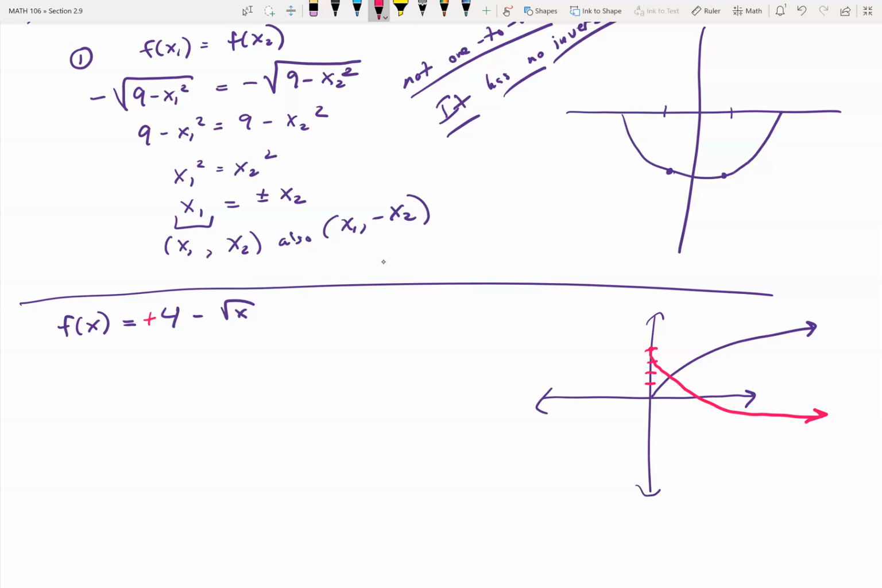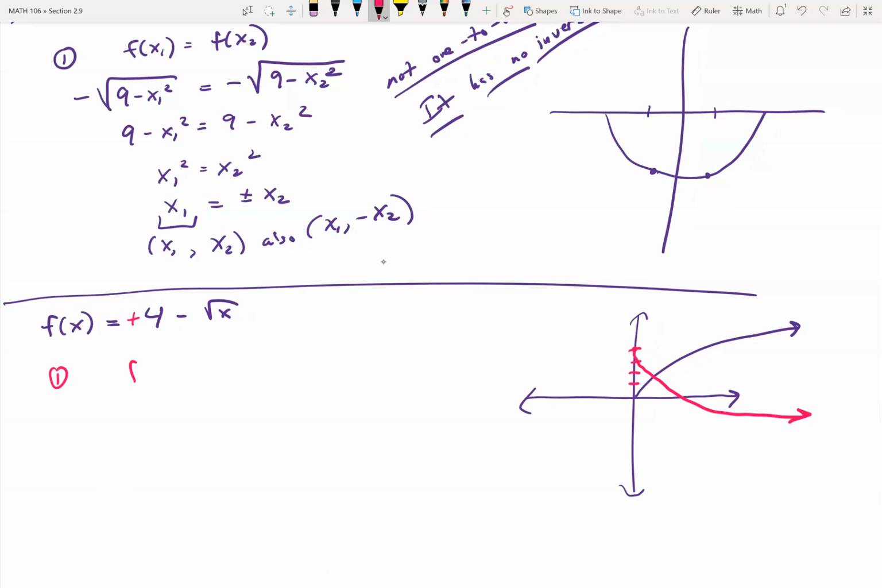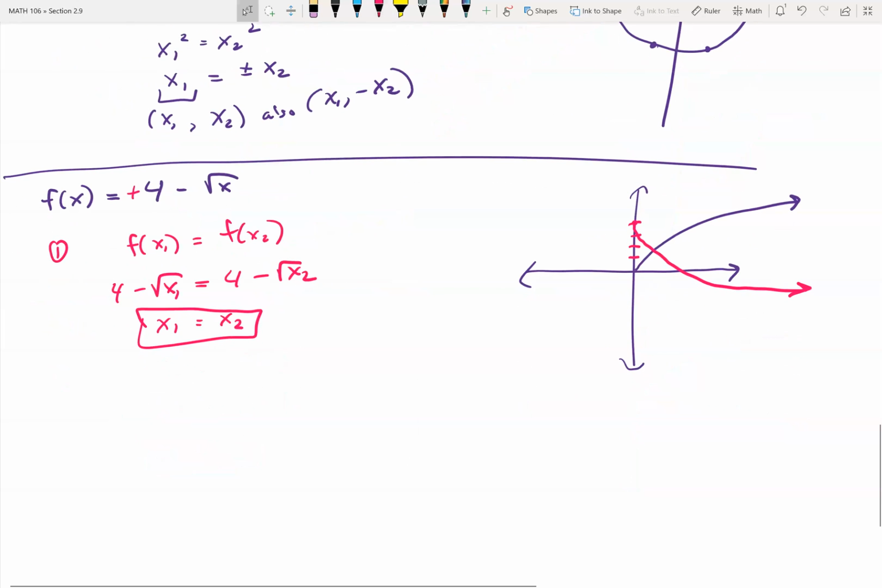So let's go ahead and just check it to be sure. Again, f of x1 equals f of x2. So 4 minus the square root of x1 equals 4 minus the square root of x2. The 4's go away. You can divide out the negative signs and square both sides. You're going to get x1 equals x2. All right, so there's the magic result, showing you that you have all unique y values for any x value. All right, great. So now it's time.